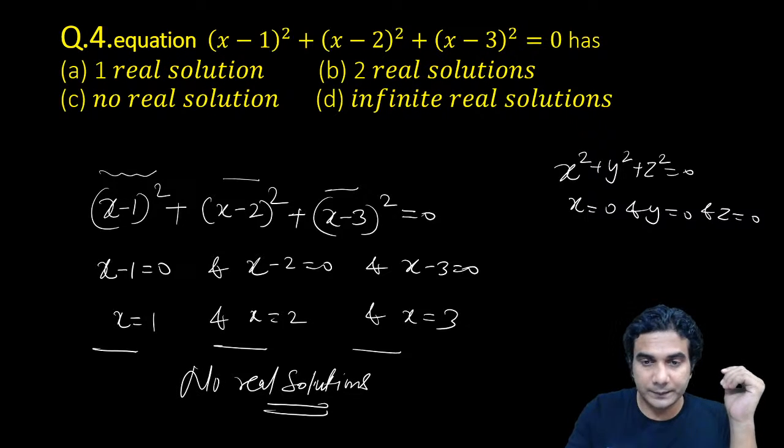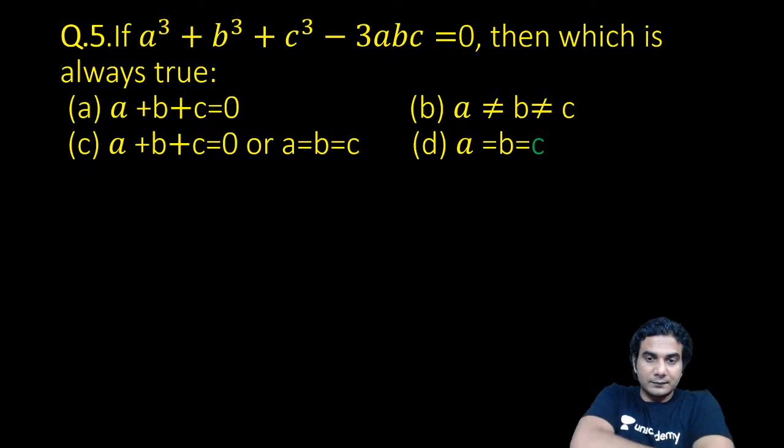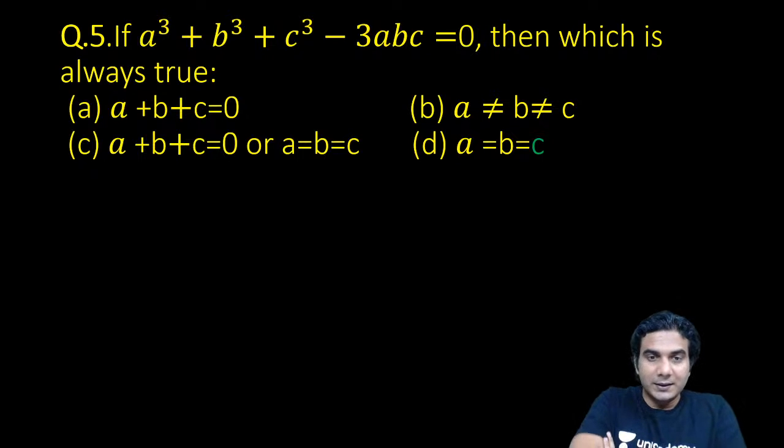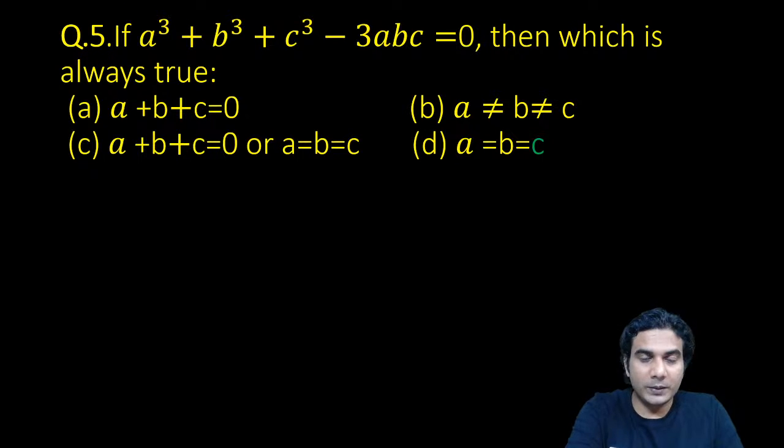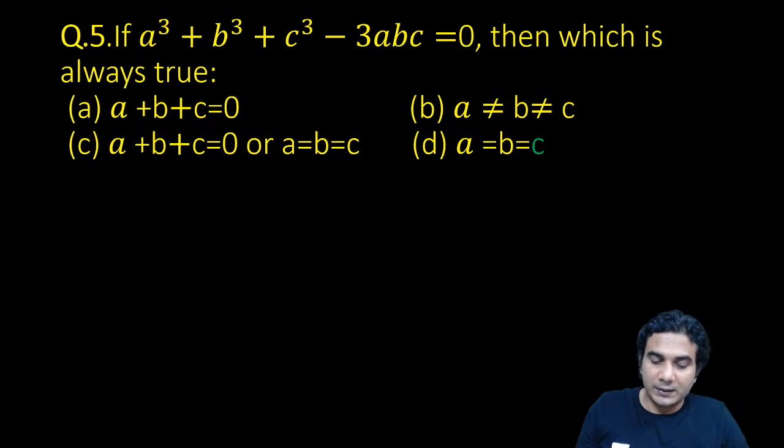Now let's move to another problem. If we have a cube plus b cube plus c cube minus 3abc is equal to 0, then which is always true? So this is something which we already did, right? These are now straightforward questions. We already did this. The last part is a is equal to b is equal to c.